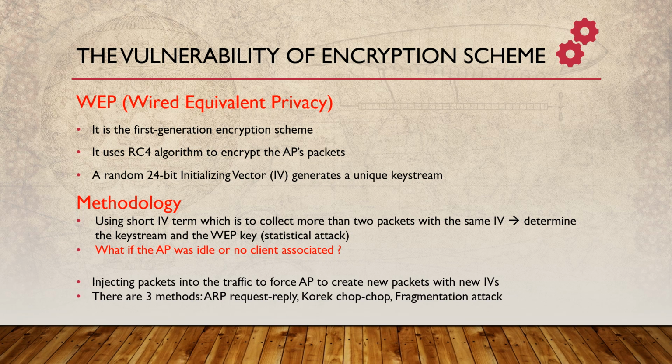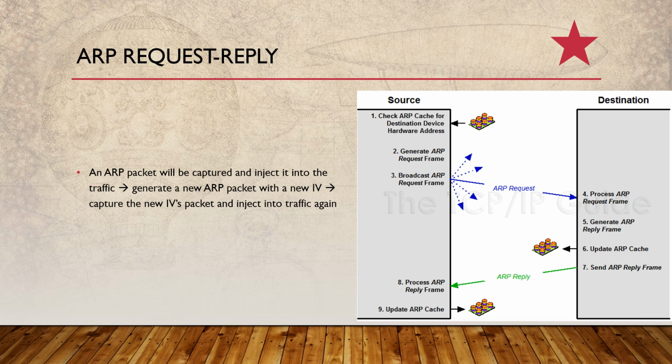What if the AP is idle or has no client associated with it? In this case, we have to inject packets into the traffic in order to force the router to create new packets with new IVs. There are 3 methods to increase the number of IVs in APs, which are ARP request replay, chop-chop, and fragmentation attack.